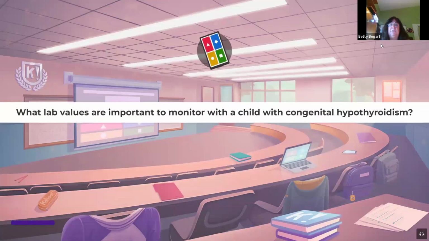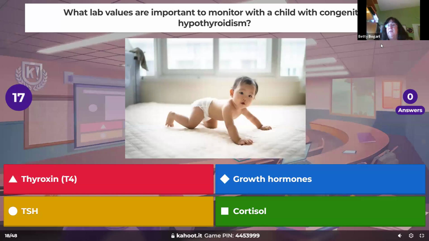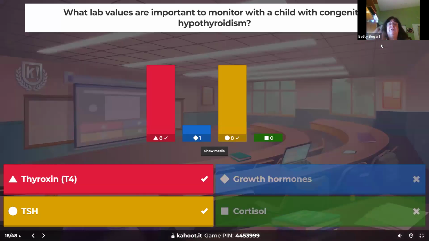What lab values are important to monitor with a child with congenital hypothyroidism? Which ones are the thyroid hormones? T3, T4, TSH. That's all thyroid. Growth, again, is anterior pituitary. Cortisol is your adrenal.